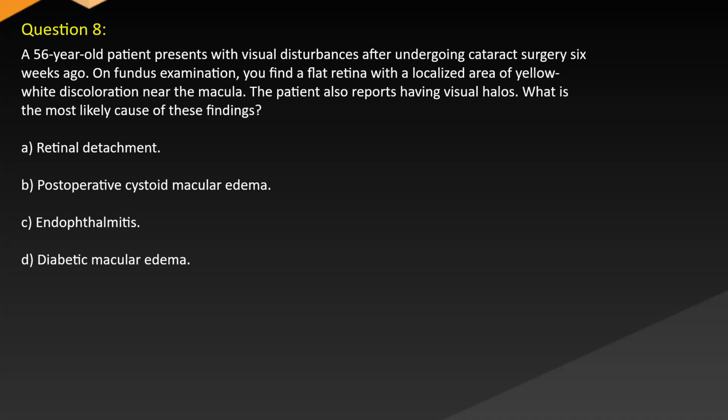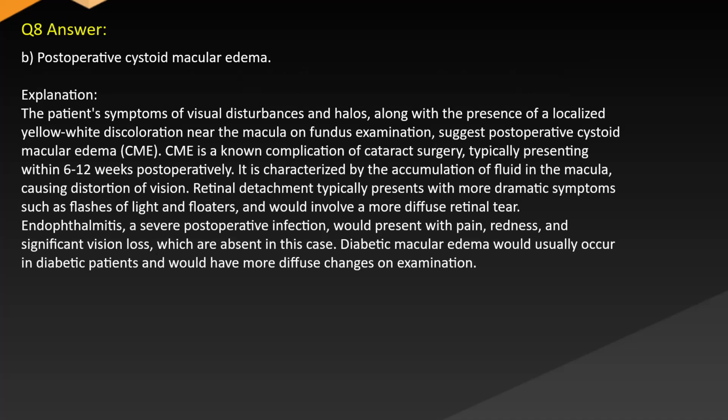A. Retinal detachment. B. Postoperative cystoid macular edema. C. Endophthalmitis. D. Diabetic macular edema. Answer. B. Postoperative cystoid macular edema. Explanation: the patient's symptoms of visual disturbances and halos, along with the presence of a localized yellow-white discoloration near the macula on fundus examination, suggest postoperative cystoid macular edema.